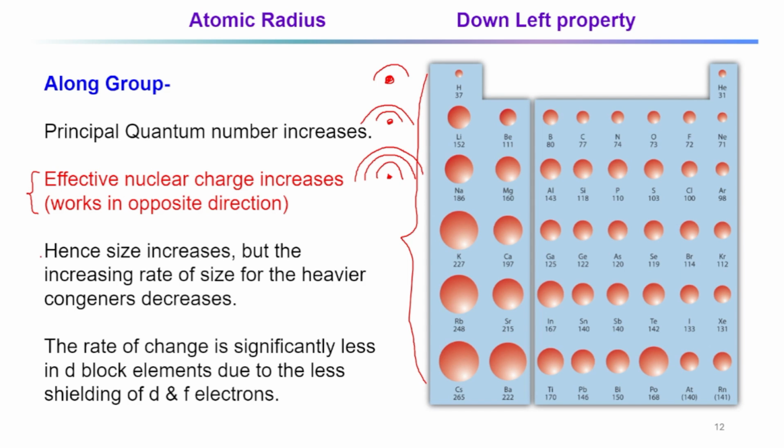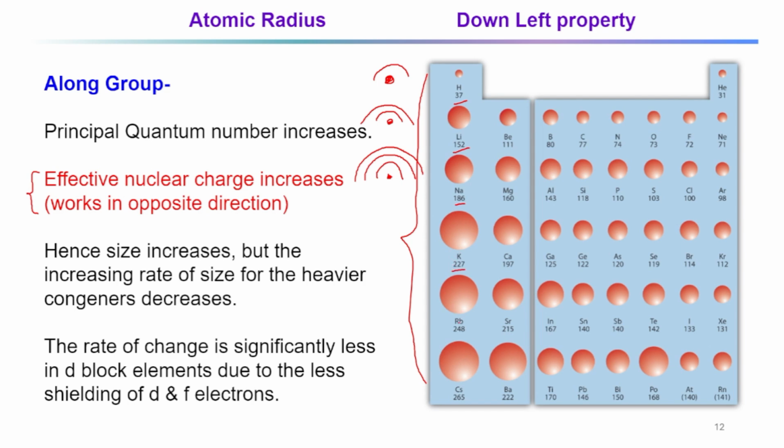Now the other factor is the size increases because we have more and more shells, right? But the rate of increase of size for the heavier elements decreases. So the size will continuously increase when we have more and more shells, but the rate of the increase will decrease. Just see here, from 37 it became 152, in pm, means picometer. Now after that it is 186, 227.